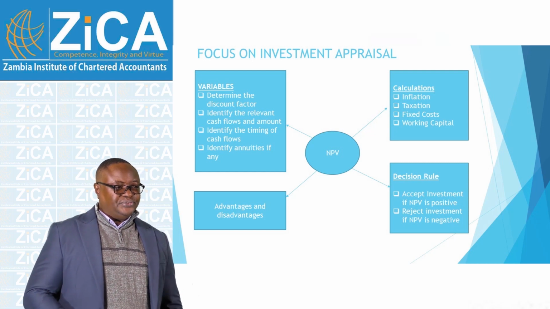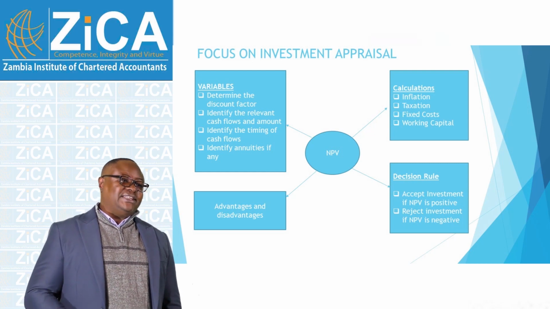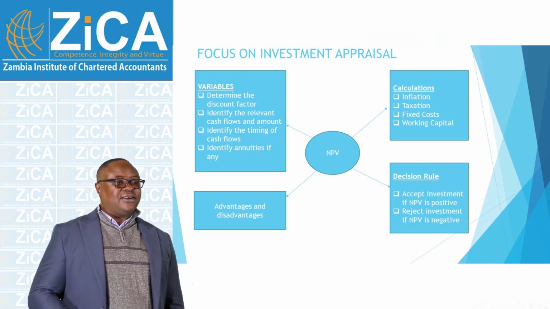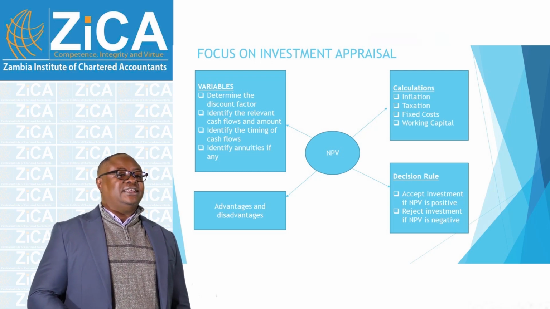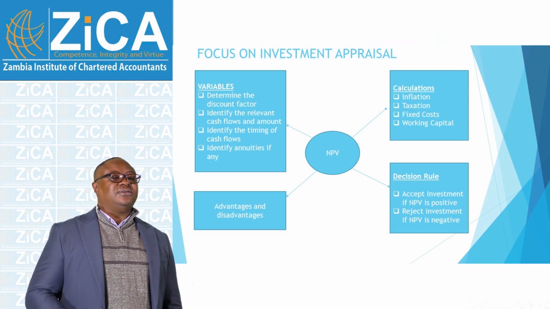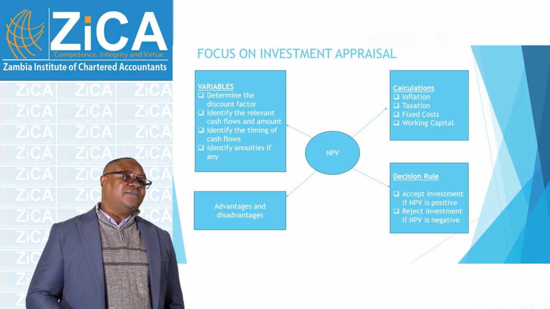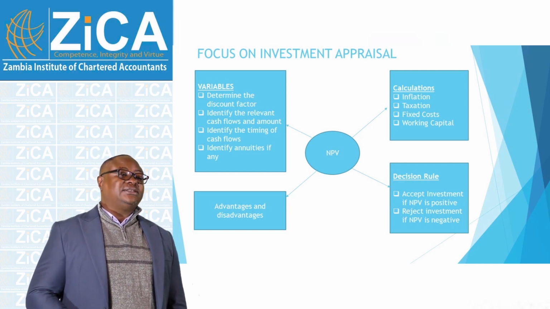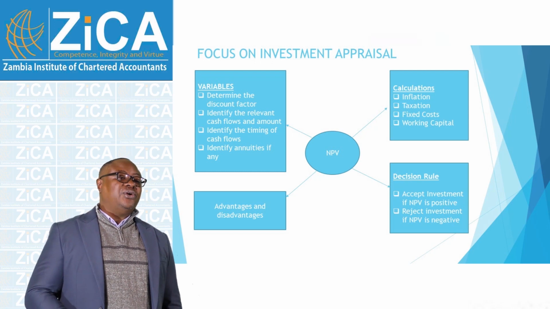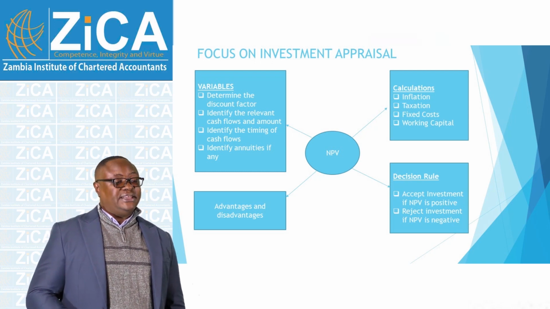You need to know the variables that are considered in NPV. One thing that you need to know is how to determine the discount factor. Normally, the discount factor in an NPV question is your cost of capital, and your cost of capital falls under the financing options. And this cost of capital, you need to know how it is calculated. How do you estimate it?